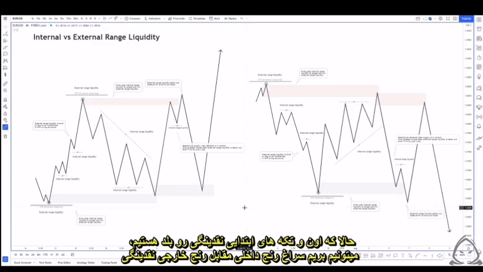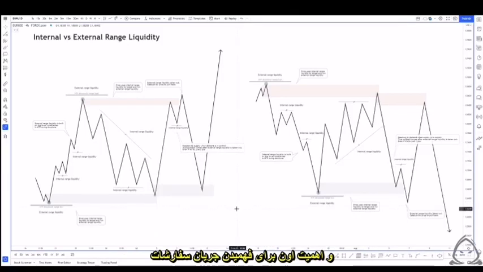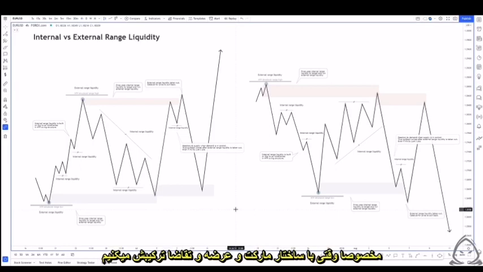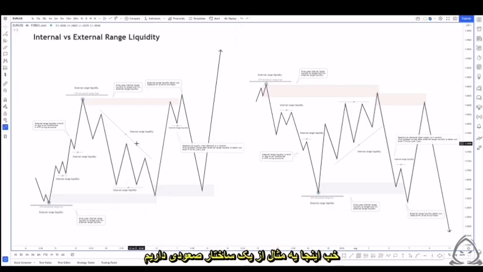Now that we understand that and the basic components of liquidity, we can move on to internal versus external range liquidity and its importance in how we can understand order flow, especially when we combine it with market structure and supply and demand. So here we have an example of a bullish bit of market structure.